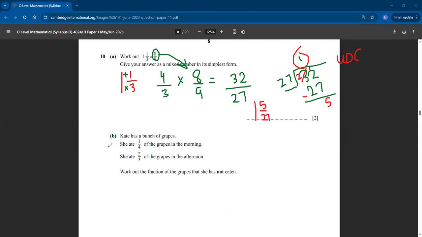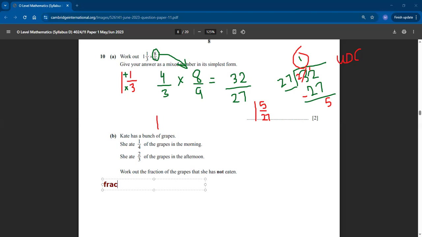Okay, let's take a look at part B. Kate has a bunch of grapes. She eats 1/4 of the grapes in the morning, and she ate 2/3 of the grapes in the afternoon. What is the fraction of the grapes she has not eaten? Let's assume that she has a bunch of grapes, and that is 1. Now she's eaten 1/4 of it, and 2/3 in the afternoon.